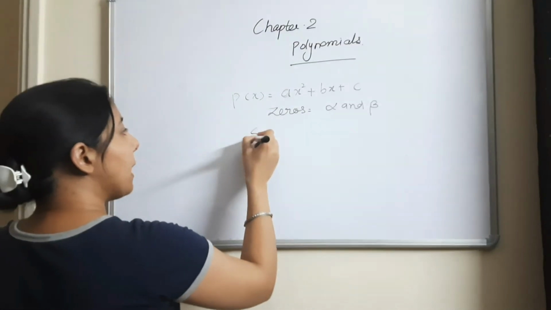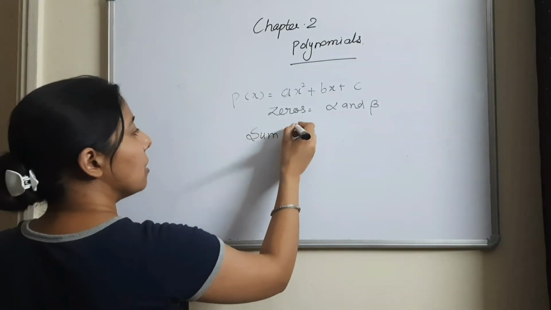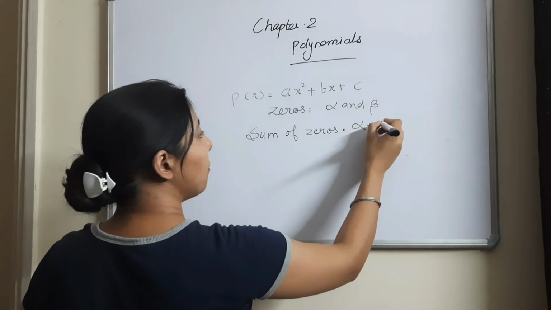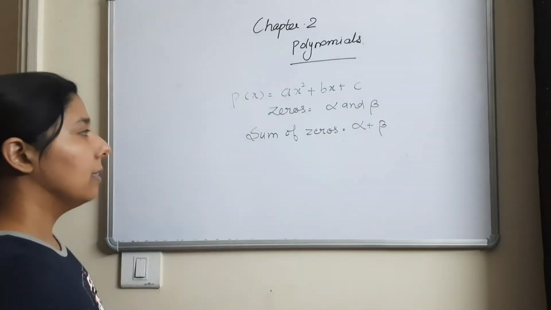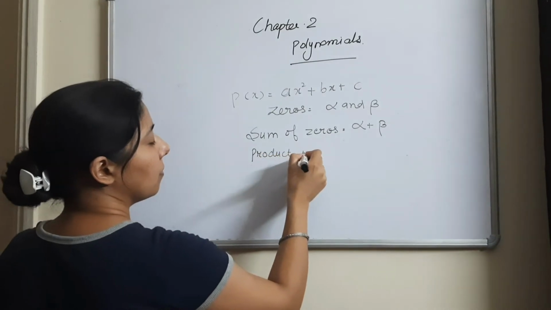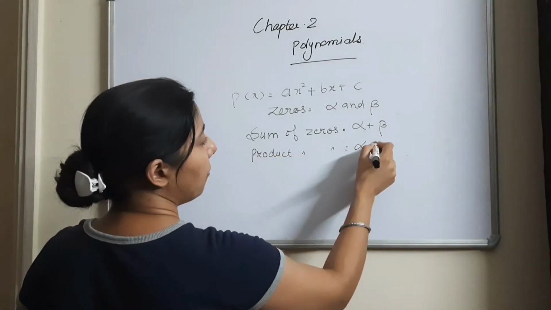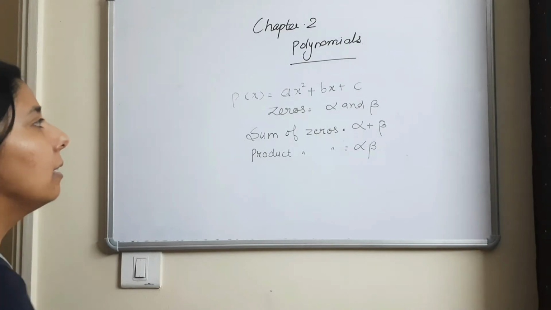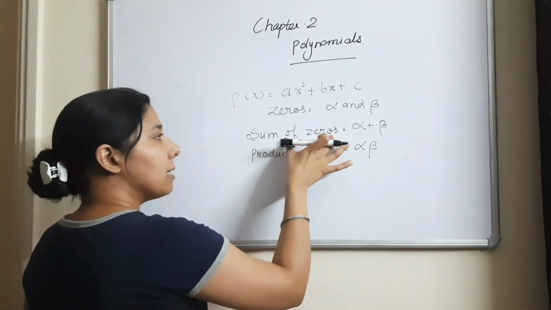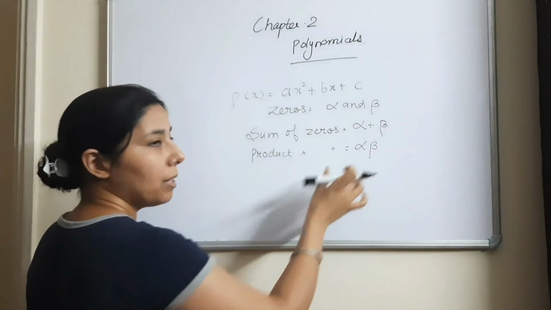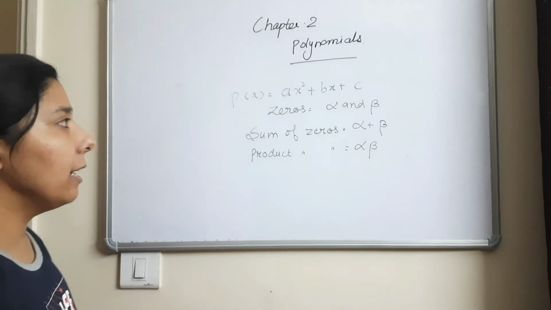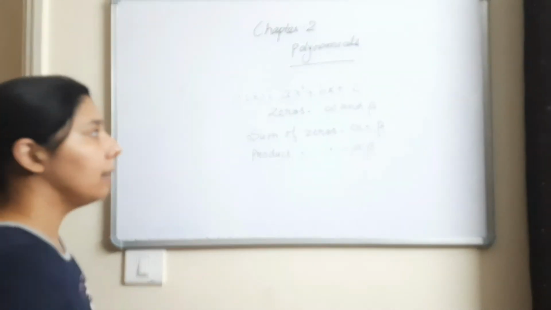So you people tell me what will be the sum of zeros. It will be simply alpha plus beta. Fine. And what will be the product of zeros? It is simply alpha into beta, right? So in the further questions, we will be given the sum of the zeros and the product of the zeros, and we have to write the whole polynomial. I will explain this by taking an example.